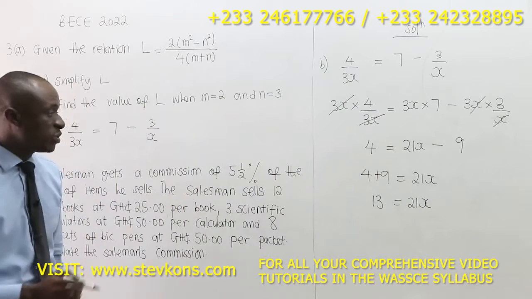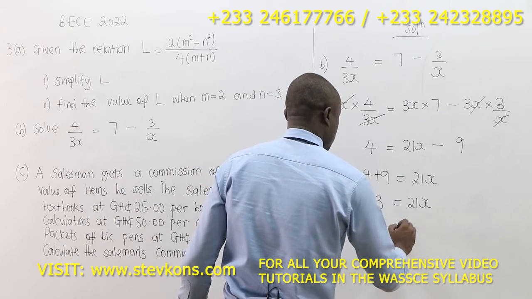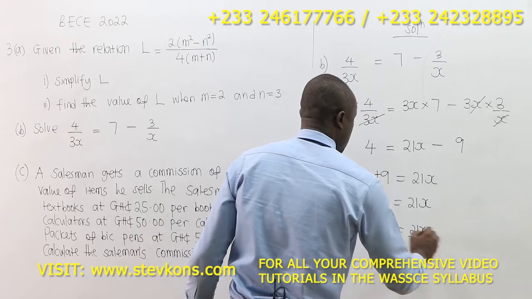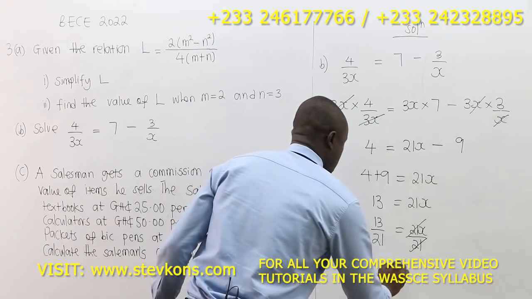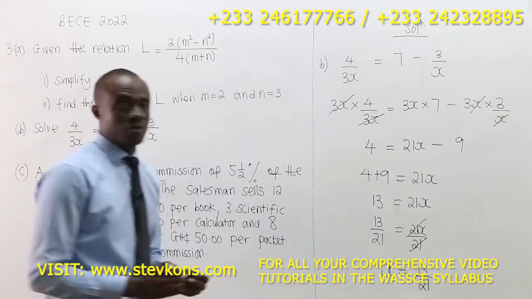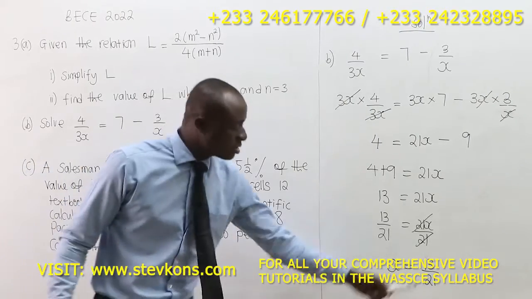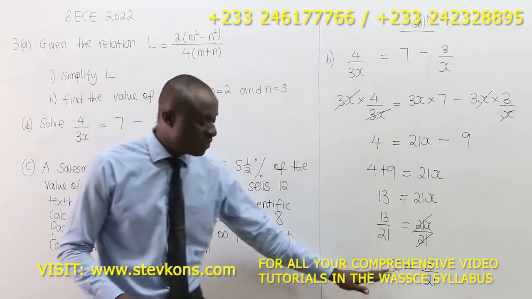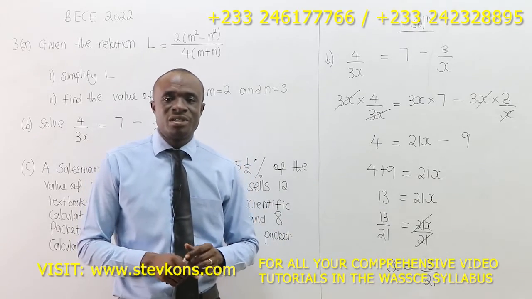To find x, we divide both sides by 21. So we have 13 out of 21, and 21x out of 21. This is cancelling out that. So clearly x is equal to 13 out of 21. That is x equal to 13 out of 21. So we've solved for x, and there's nothing more for us to do. So we leave our answer. And this one is very, very easy, very simple.